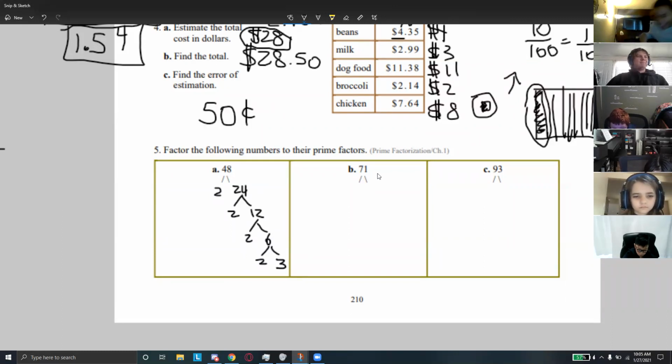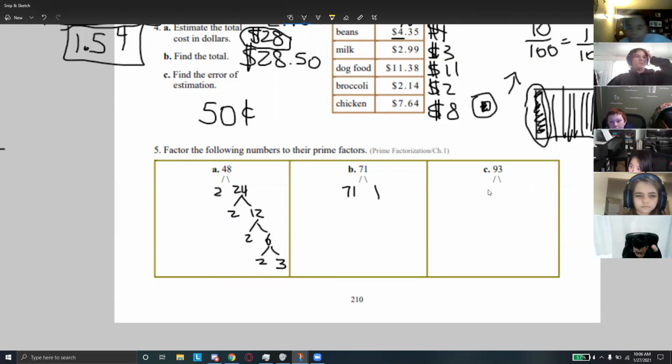So 71. Man. Who knows a number that could go into 71? 1. Any other numbers? 71 goes into 71 1 time. 71 and 1. What a lame number. So does that mean 71 is prime? Yes, and trust me, 93 I thought was a cool number, but that one can go.